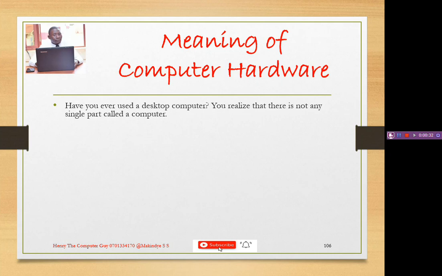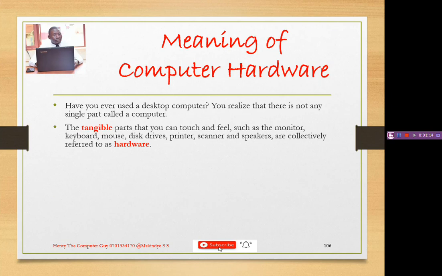So, they are telling us, have you ever used a desktop computer? That one is a question. I think you have ever used them. You realize that there is no single part called a computer. That means that a computer is like a collection of all those components grouped together to form a computer. The keyboard, the mouse, the system unit, the monitor. They come together and form what we call a computer. There is no single item that we can call a computer, but just a collection of all of them makes up what we call a computer.